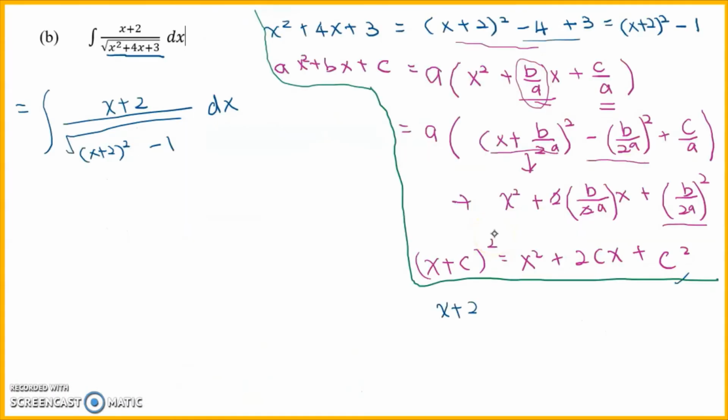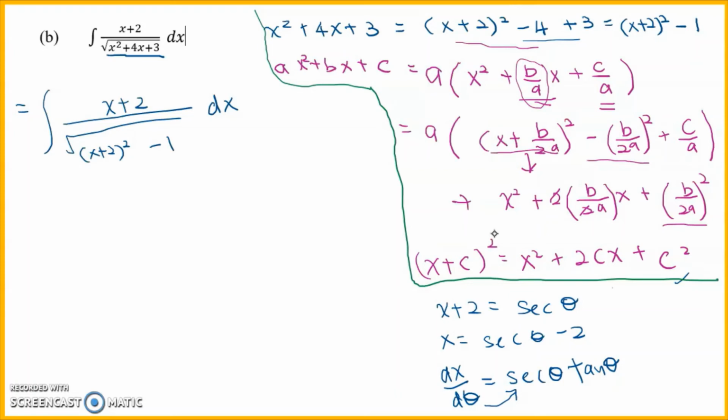So if x plus 2 equals secant theta and x is equal to secant theta minus 2, then I find dx d theta, which will give us secant theta differentiated, which is secant theta tangent theta. Okay, so I bring this one to the other side, and that gives me dx equal to secant theta tangent theta times d theta.